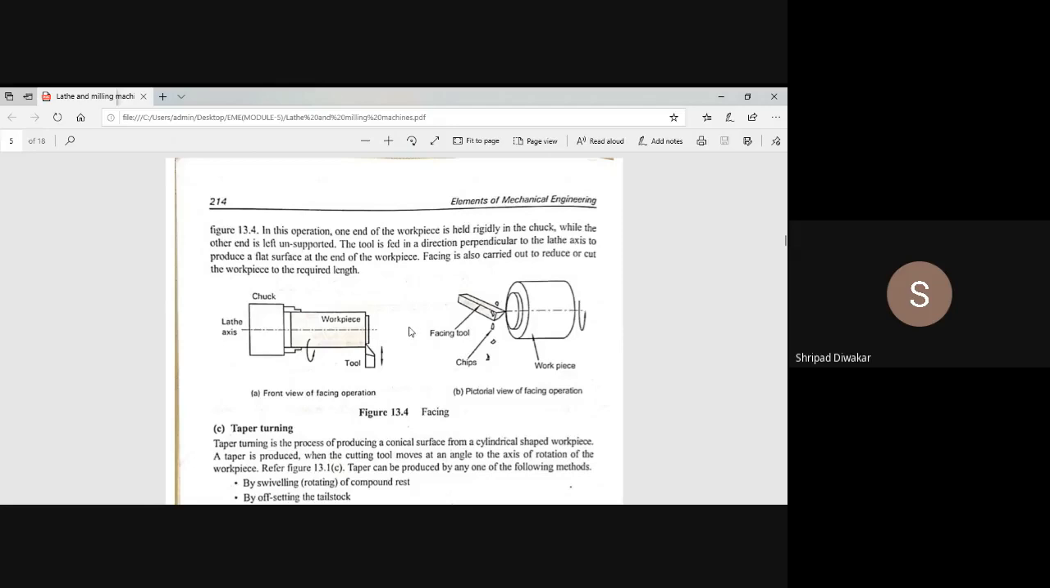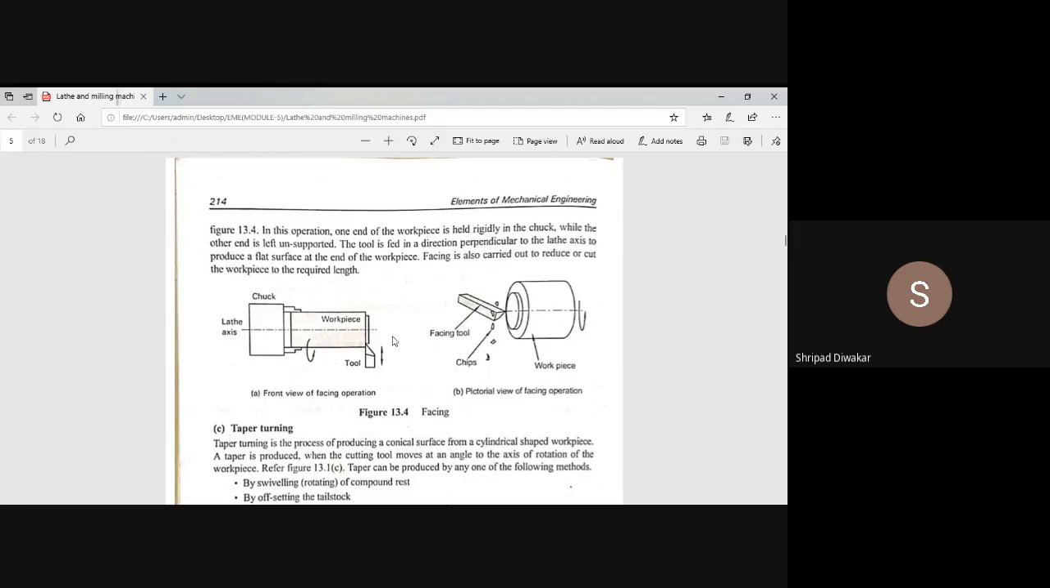As it moves, you see the direction, it moves from the outer end to the inner end, and as it moves, it removes the material. What you are seeing here is called chips. The extra material coming out from the workpiece is called chips. Coolant or lubricant is supplied to remove the chips from the given workpiece. So facing is an operation used to reduce the length of the given workpiece.